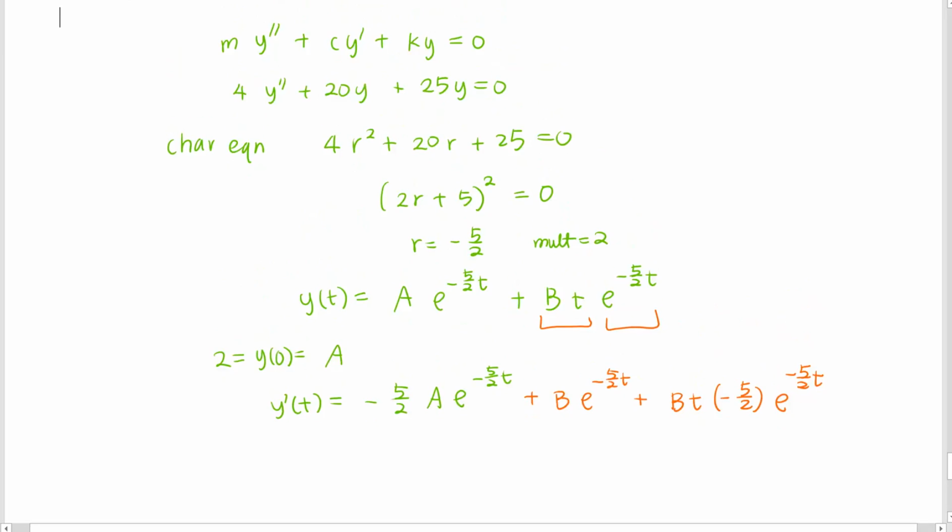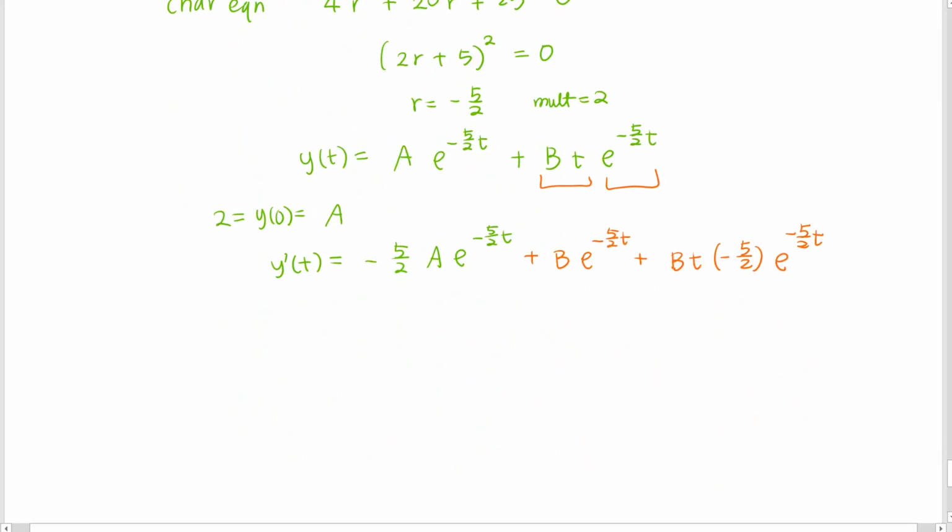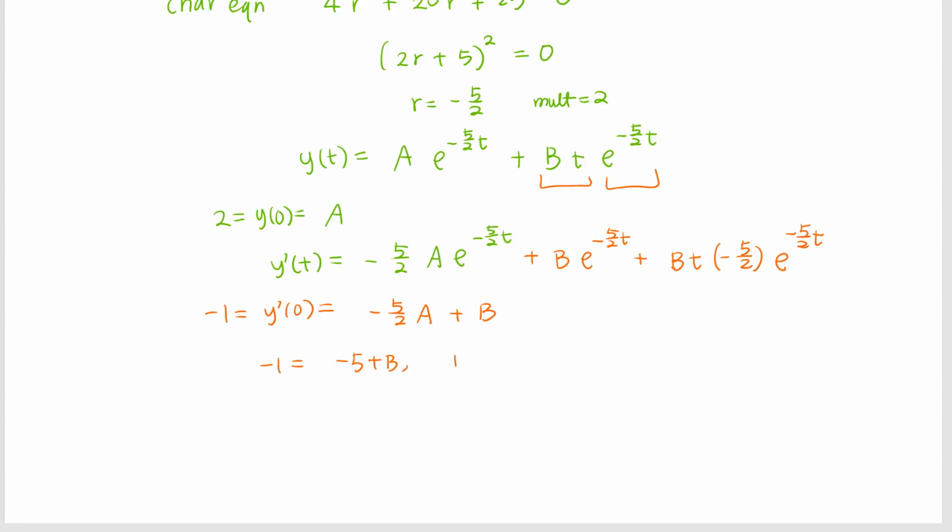Okay, so let's plug in y prime of 0, which is -1. So -1 is y prime of 0. We plug in t is 0, e to the 0 is 1. And B here we have a t, so it's gone. Okay, so A is 2. We plug in 2, so -1 equals -5 over 2 times 2, the 2 and 2 cancel, so plus B. B is then -1 plus 5, which is 4.